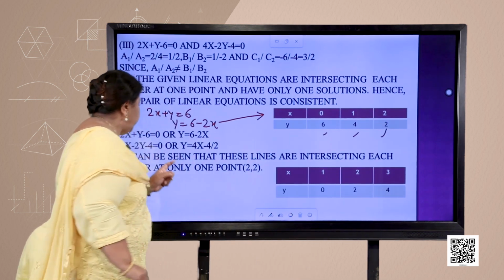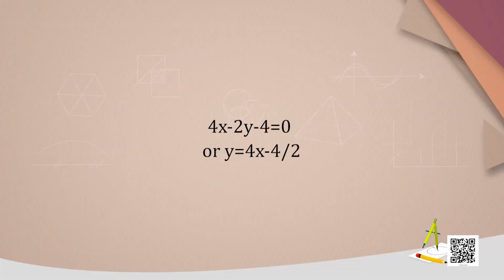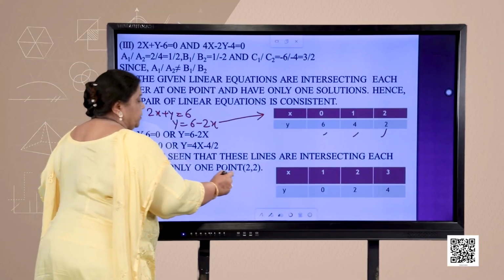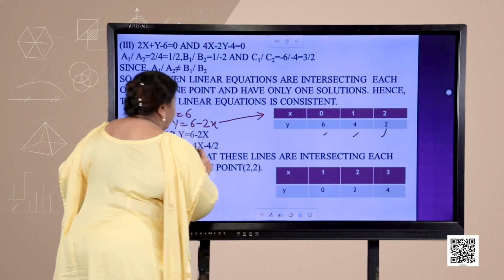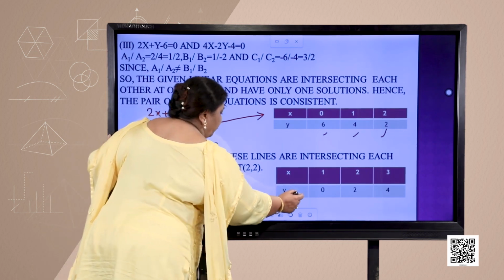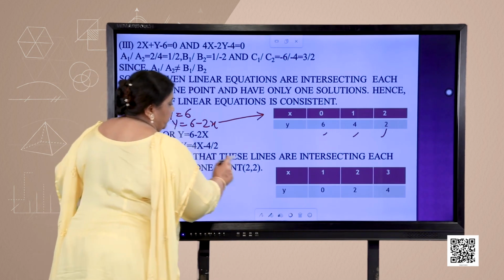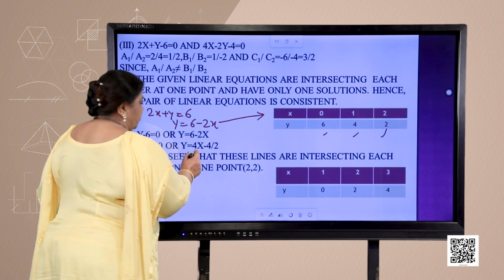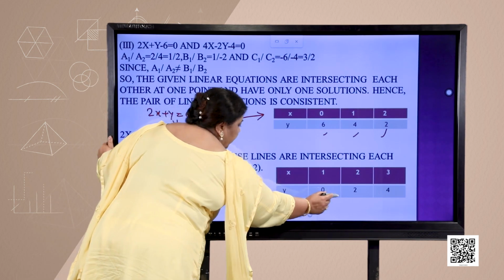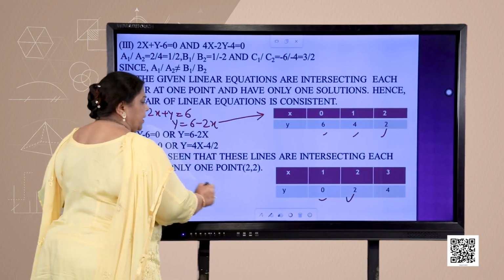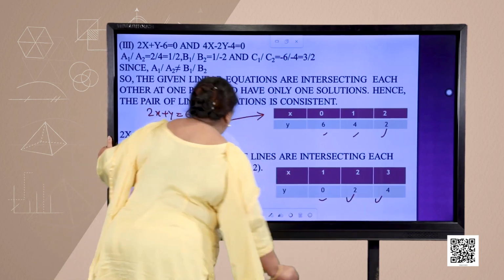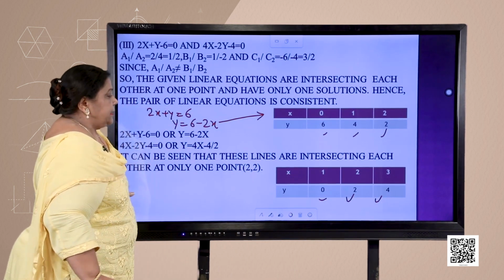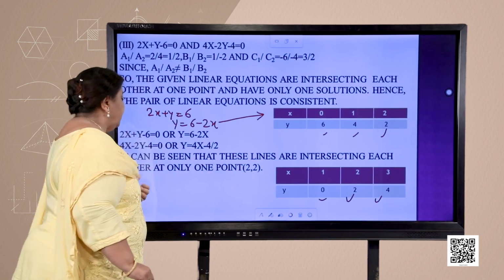Now, for the next equation, we have 4x minus 2y minus 4 is equal to 0 or y is equal to 4x minus 4 upon 2. Here again, when I substitute the value of x as 1, what do I get? I get the value of y as 0. On putting the value of x as 2, we get the value as 2, and on taking the value of x as 3, the value obtained is 4. It can be seen that these lines are intersecting each other at common point.